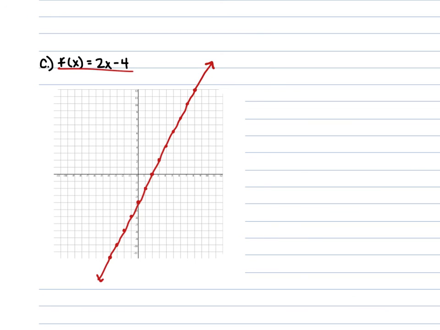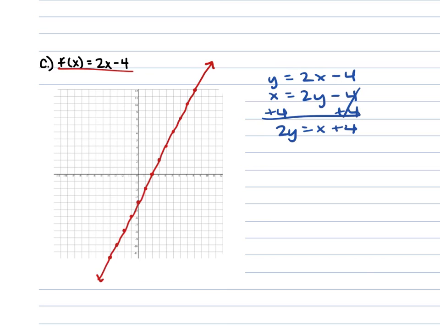And then I take that y is equal to 2x minus 4, switch my x and y, and then resolve for y. So I'm going to add the 4 to both sides. So we have 2y is equal to x plus 4. Then we divide by 2. So y is equal to 1 half x plus 2, or f to the negative 1 of x is equal to 1 half x plus 2.